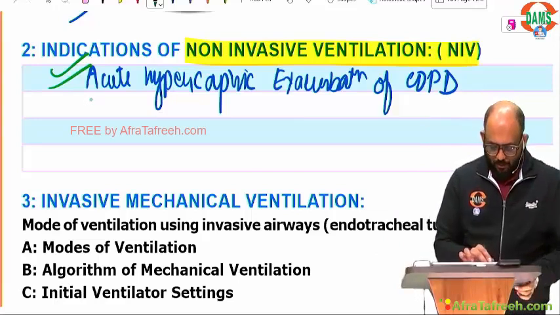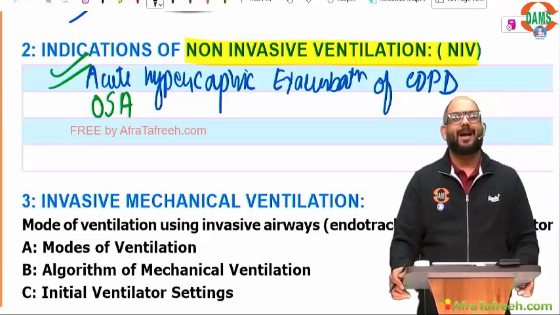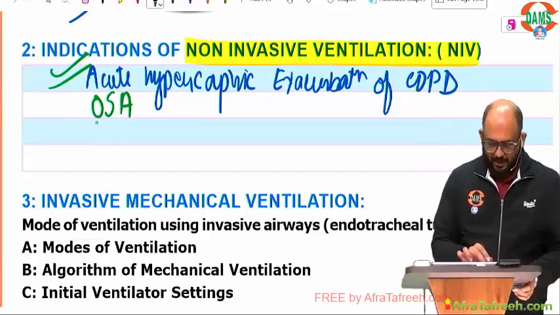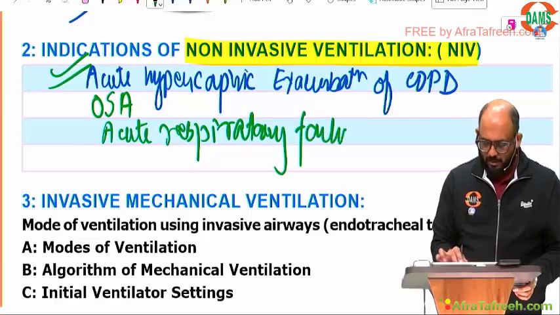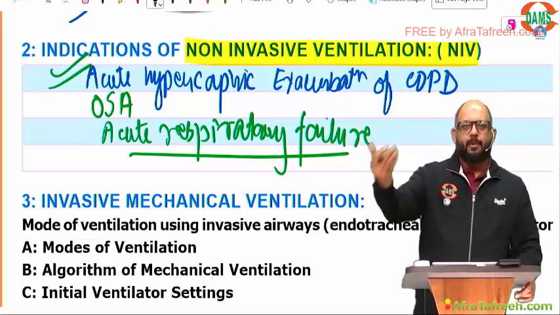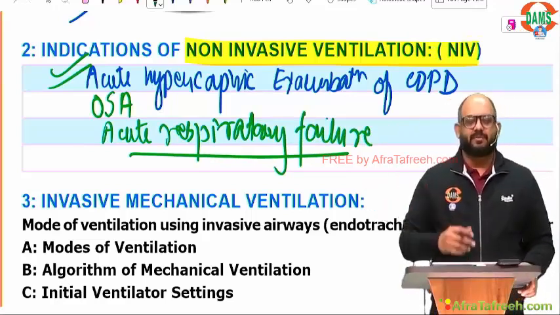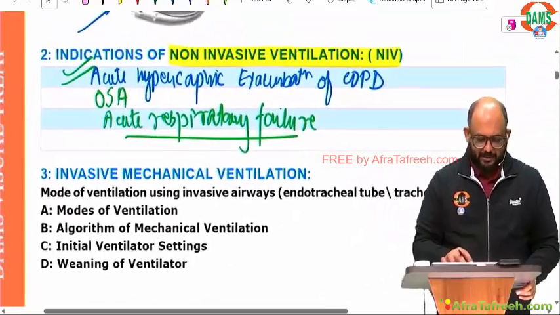Second is obstructive sleep apnea, obesity. In that there is a role of NIV. And in acute respiratory failure, if the patient's consciousness is good, then you might first want to put the patient on NIV and then only on invasive mechanical ventilation, right?